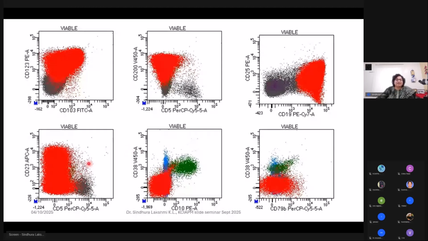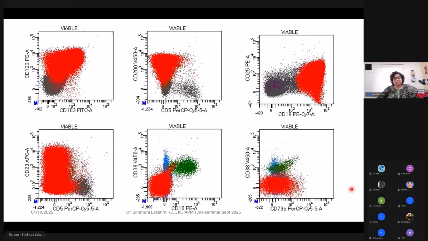In this particular case, CD23 was also positive, which you must keep in mind, because you have to rule out mantle cell lymphoma. How do you do that? You first do cyclin D1 on bone marrow biopsy. If that is negative, then you go on to do CCND1 and also annexin to rule out mantle cell lymphoma. It has to be completely ruled out because the treatment is different.